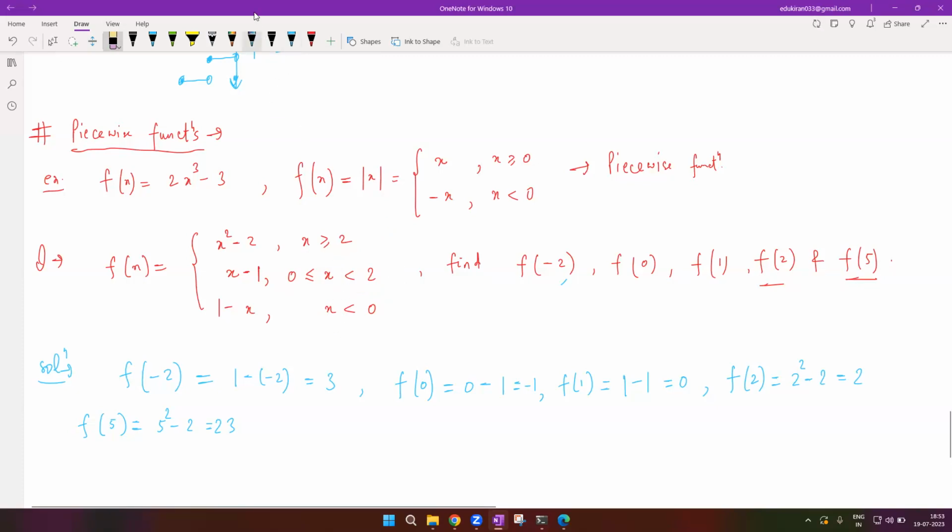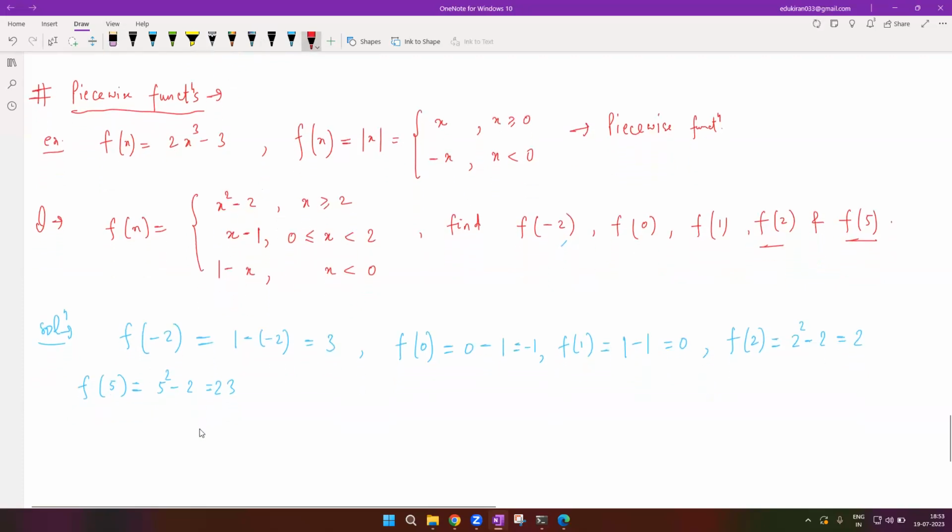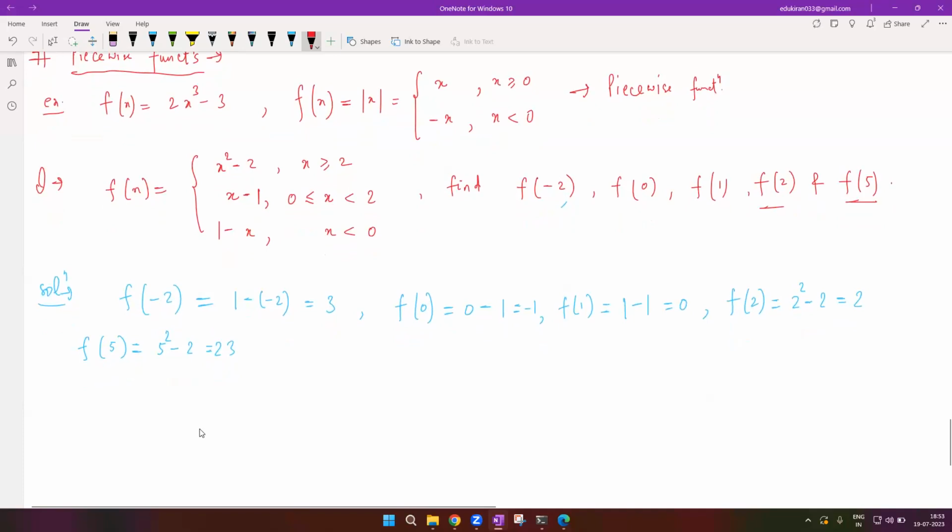Before going for the last variety of this continuity question, we need to understand what a piecewise function is, and how to find the values of a piecewise function. Why? Because this is the only catch, right? Now let's come to the question. Why did I say this is the only catch? You will understand.